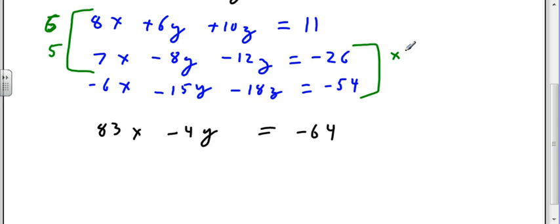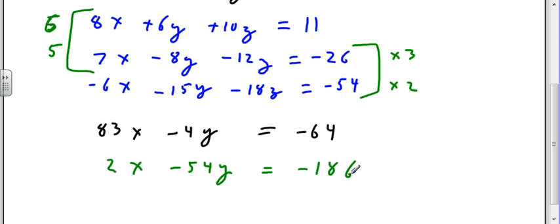Multiply this one times 3, this one times 2, right? Okay, so that'll work. So I've got 14 minus 12, 2x. I've got 8 times 3 plus 15 times 2 minus 54y is equal to, I've got 26 times 3 plus 54 times 2 minus 186. Isn't that convenient?